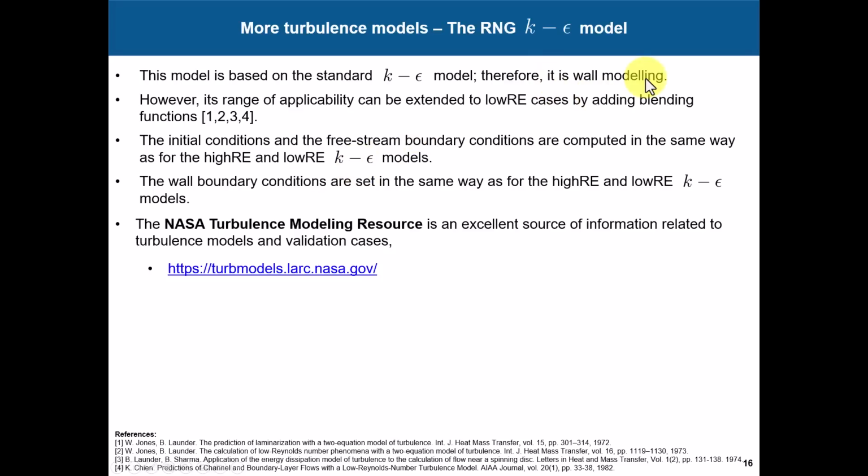So as I mentioned, wall modeling, okay, but it has been extended to low Re using the proper modification. I have to stress that, and here you have the references where they talk about that. What you have in OpenFOAM is high Re. Be careful about that. Boundary conditions are set exactly the same way that we did for the standard K-Epsilon. Nothing changed, exactly the same way. High Re. And here we have a reference to the NASA.